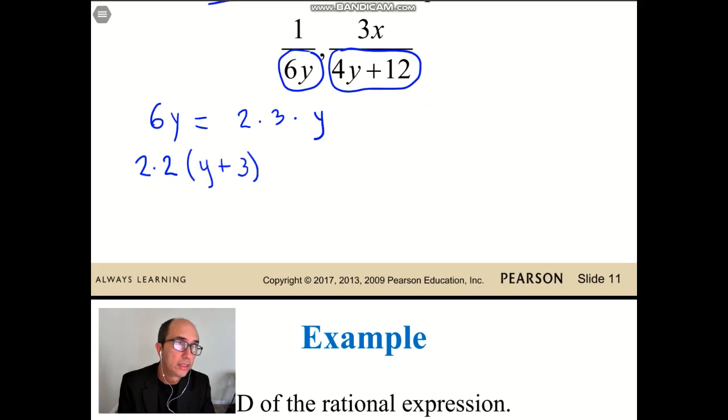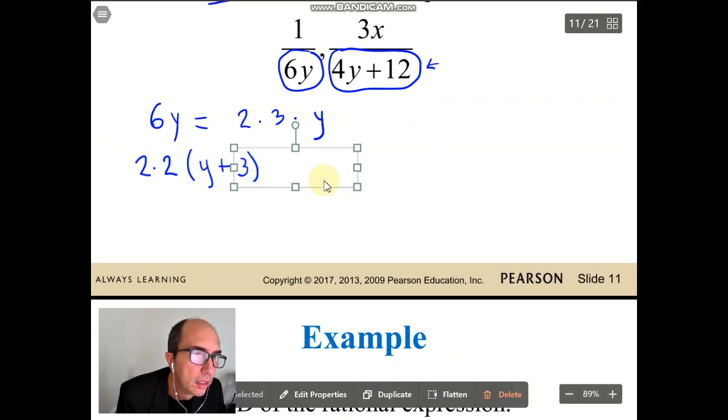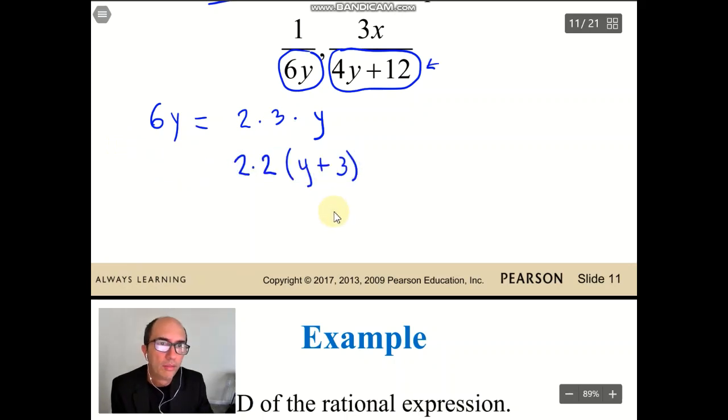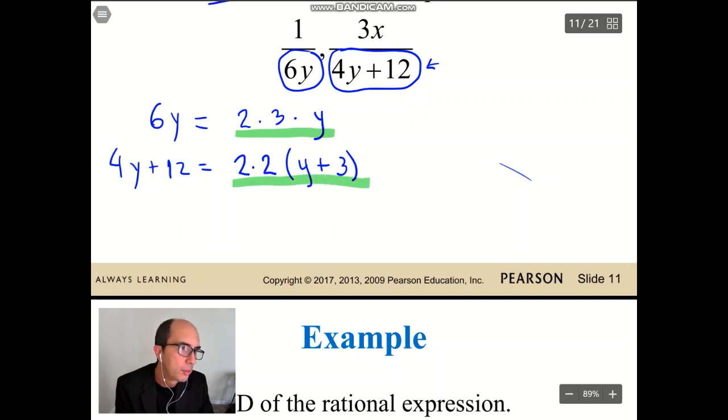This is the second denominator here. Now let's compare. Let me just change one thing here so we can compare. Then 4y plus 12 equals, okay. This is the whole thing factored out. And on the bottom here, let's write the least common denominator.